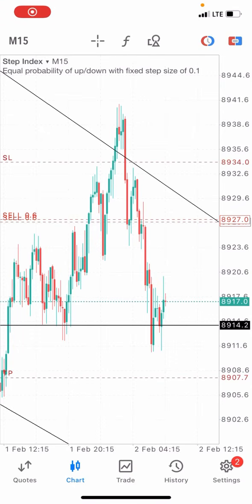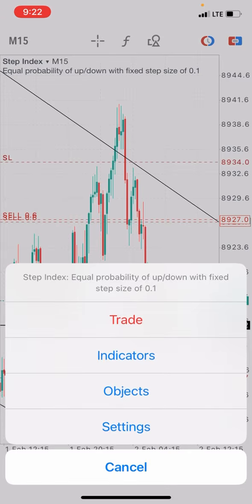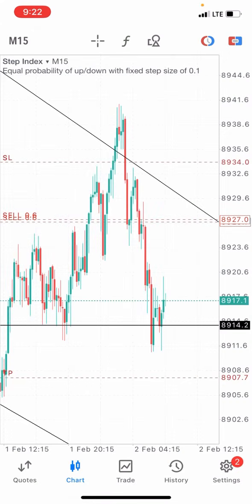All right, so before you execute, there are certain things you want to look out for, right? There are certain patterns you want to see on the market. Now you know the market has three directions. It moves in an upward trend, a downward trend, and a sideways trend, right?